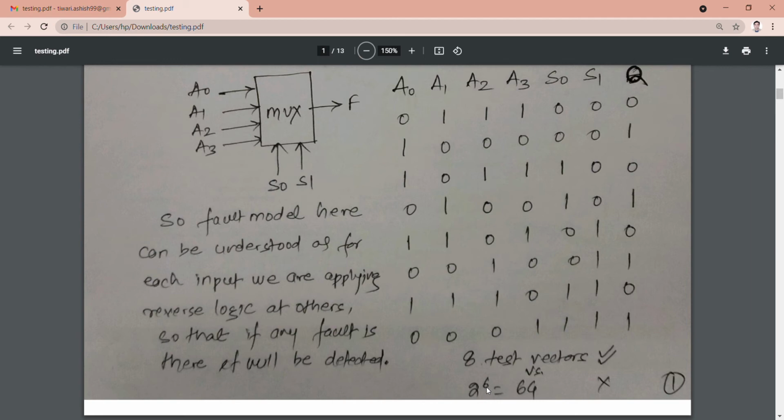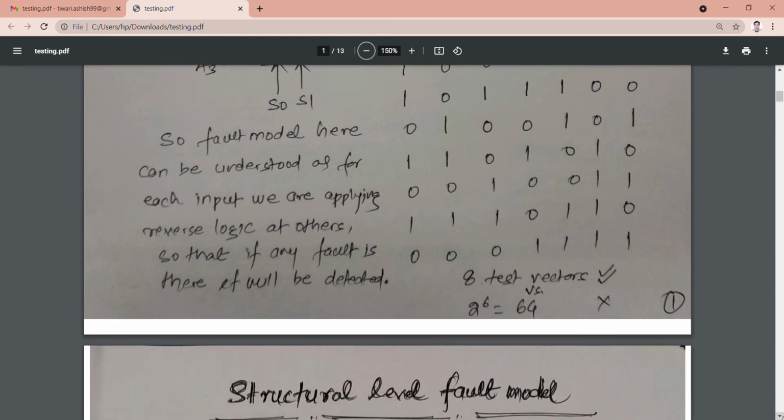This is just an example to tell you how the idea of fault modeling works in case of digital circuits. Let's move ahead and see some other concepts.